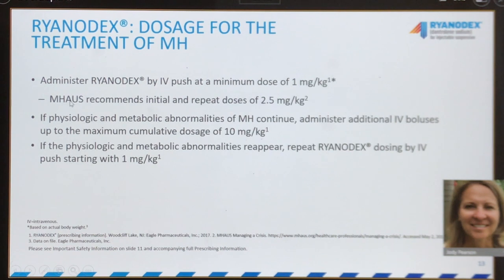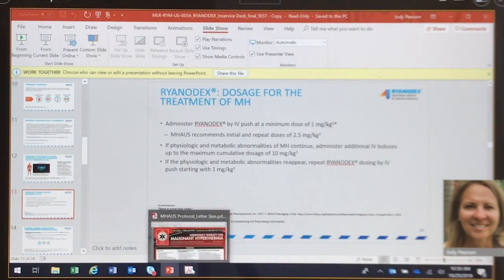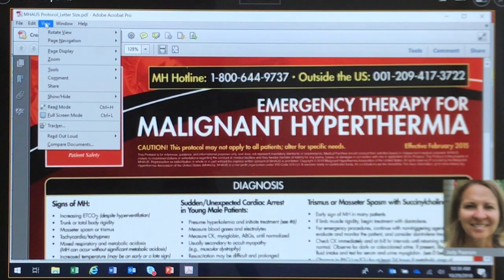MHAUS is short for Malignant Hyperthermia Association of the United States, and they recommend the initial and repeat doses of 2.5 milligrams per kilogram. And actually at this point, I think what I'd like to do is bring up the malignant hyperthermia protocol here.